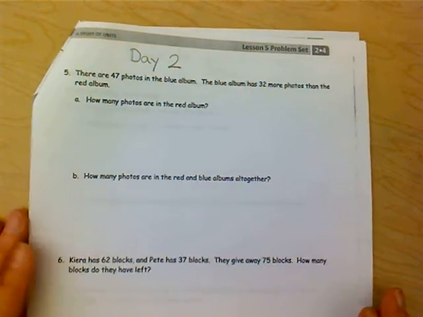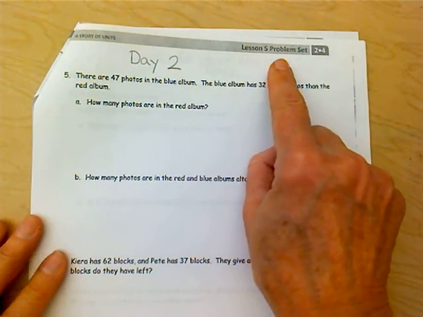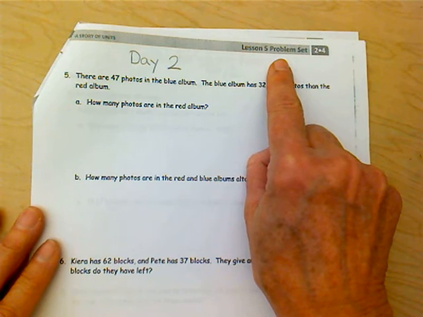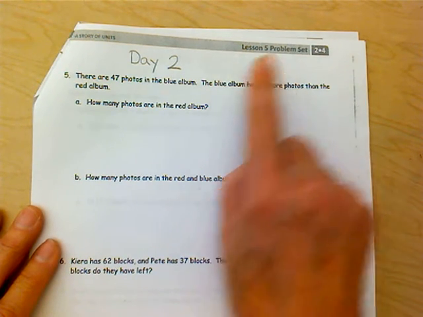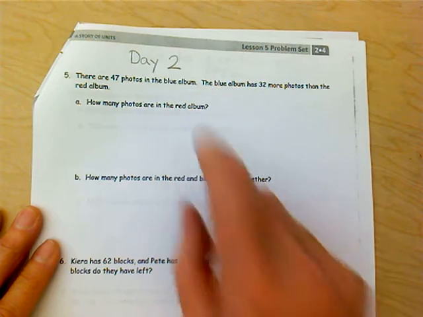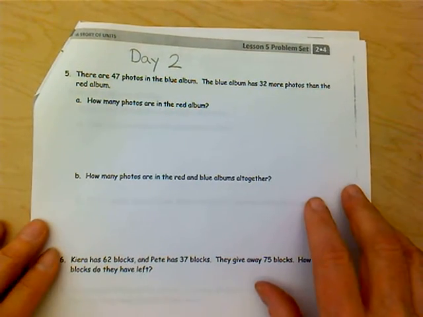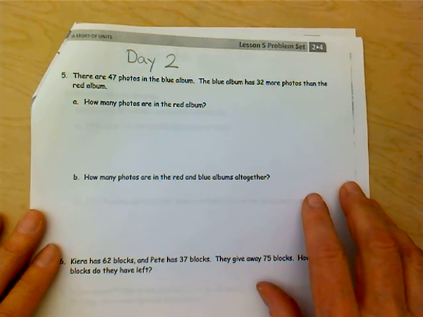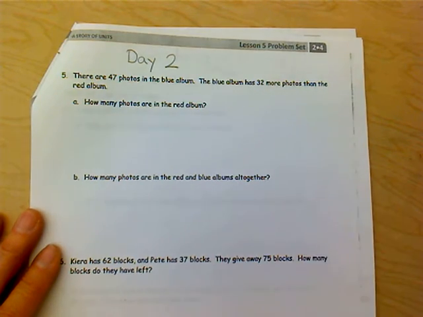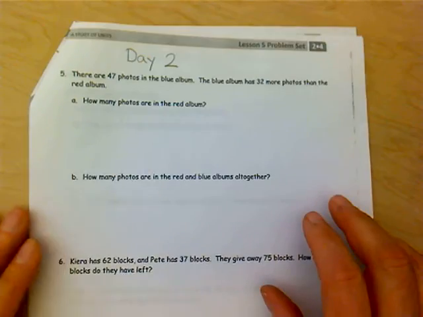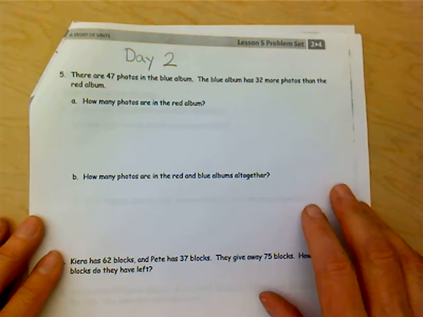Hello, here we go. We're still working on lesson 5 today, a follow-up from yesterday's lesson. This is going to be day 2. I would suggest that you go back and watch the video with Mr. Waldorf one more time, especially if you were struggling a bit yesterday. His explanation could be very useful to you.